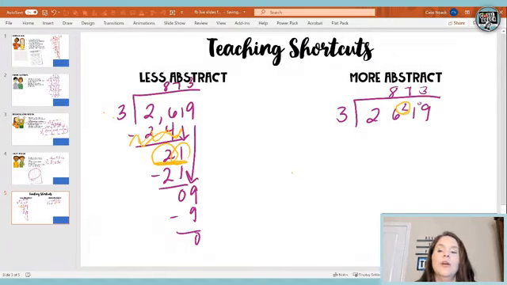And we see over here, when we write our remainder in front of the next number, it's the same thing as bringing down the number. So both ways we have 21 here. And then I just show them again. Let's do the next one.